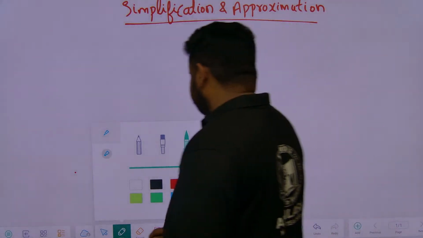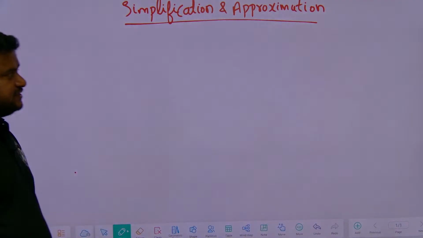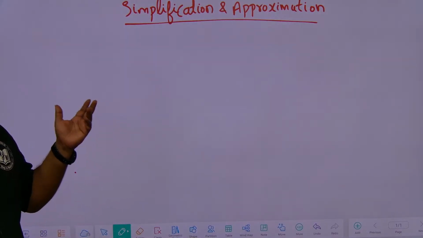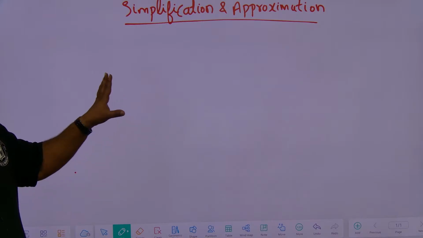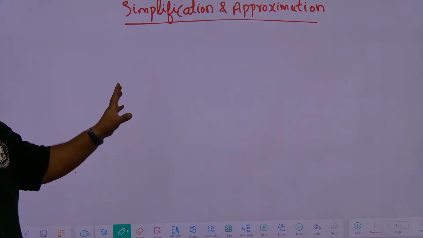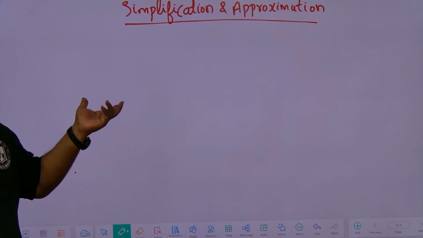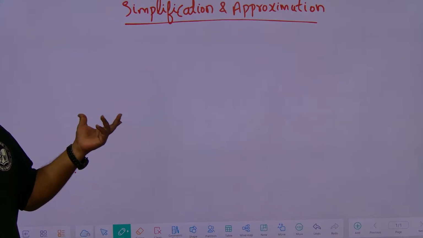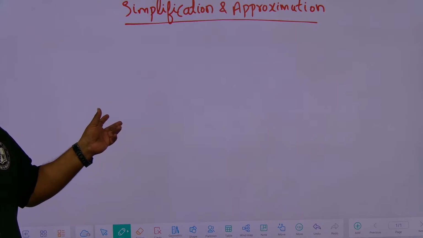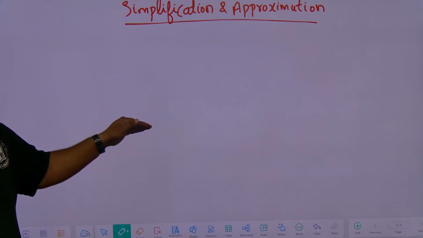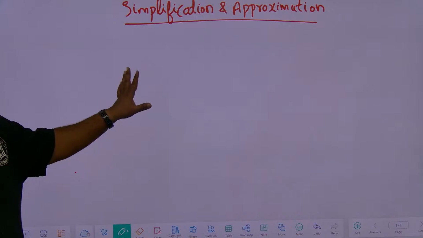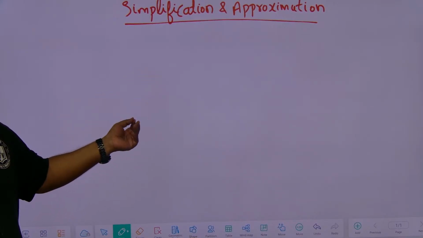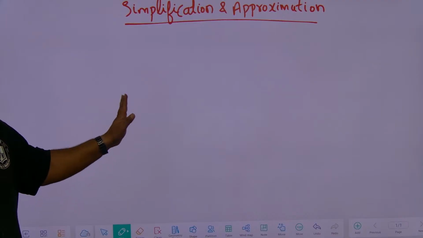So when it comes to simplification and approximation, why is this important? Because for any numerical question in physics, first you will apply the concept. Definitely you must know the concept, then only you can know how to start the question. The approach to the question means you should know how to start it. But once you start solving the question, at some point you will encounter numerical values where you have to calculate or simplify, in the last 2 to 3 steps.